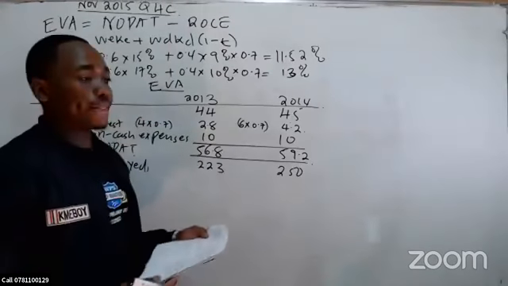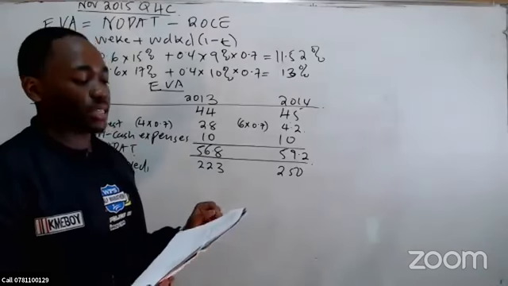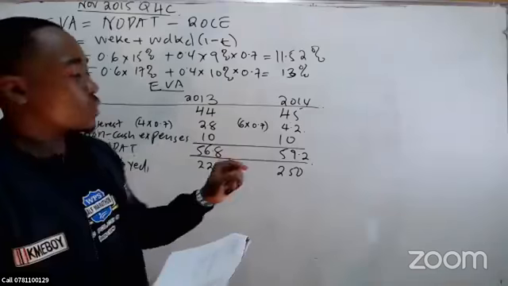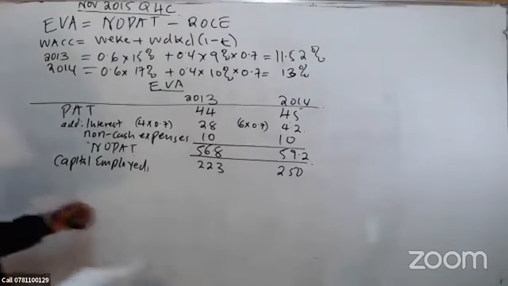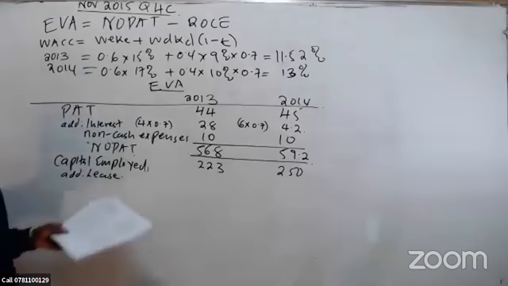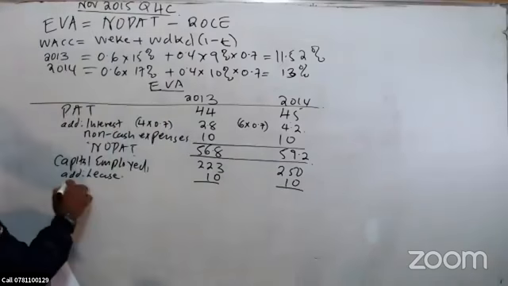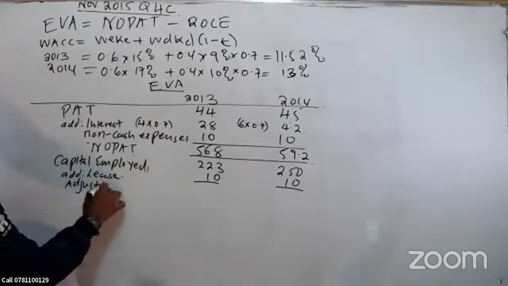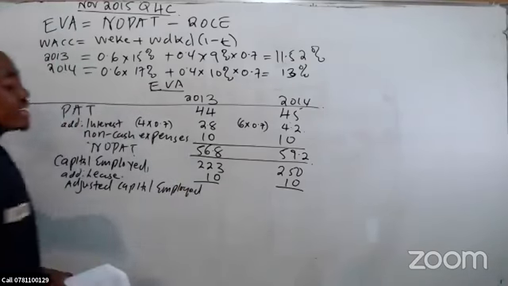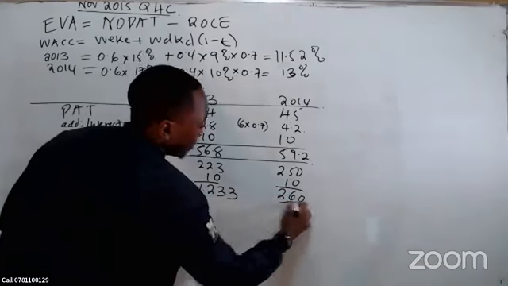Additional information number one: you were told that Joshua Limited had non-capitalized lease of 10 million in each year for 2012 and 2013. We have non-capitalized lease, so that means you have to capitalize it. You add the lease, and the lease was 10. So now the adjusted capital employed is 233, and this one is 260.